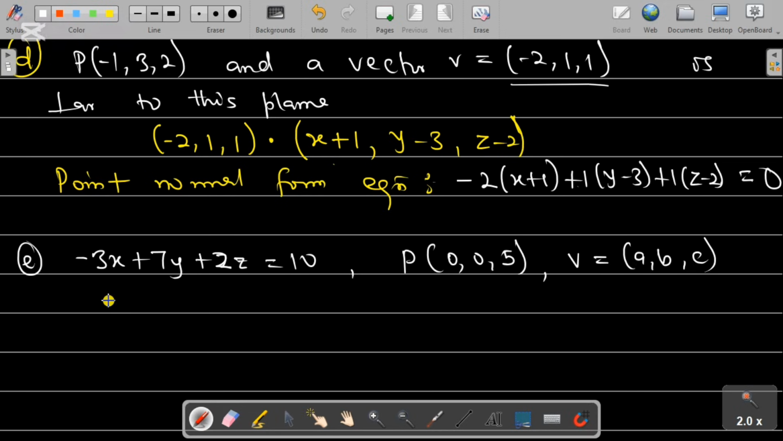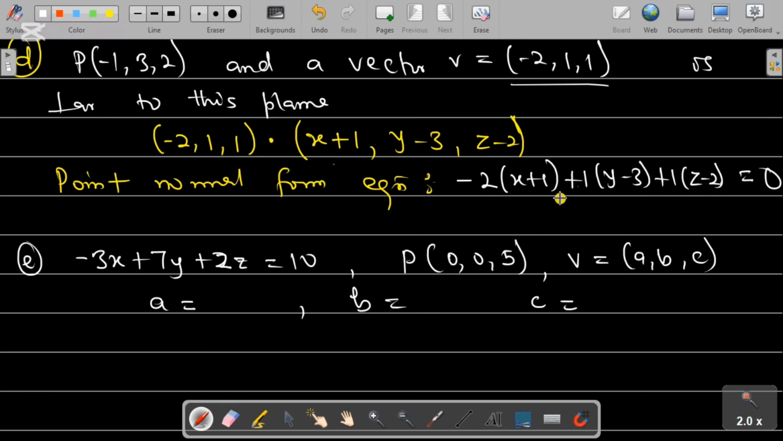So they are now asking us to find the values of A, B, C. So what is our A and what is our B and what is our C? That is very easy to see. What is your A? If you come back here, you would see that the normal vector, that's in question D now, actually formed the coefficients of these x plus 1, y minus 3, and z minus 2.